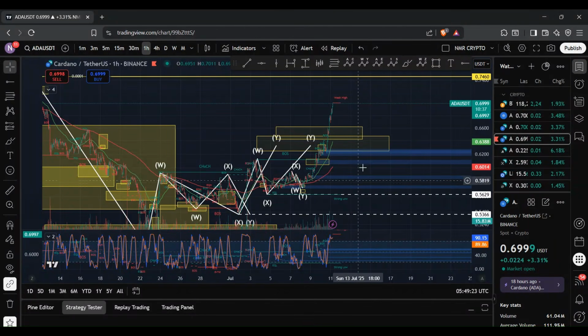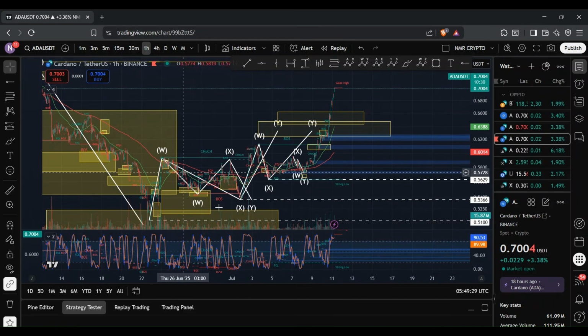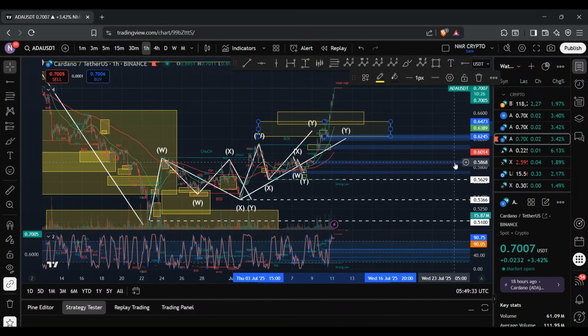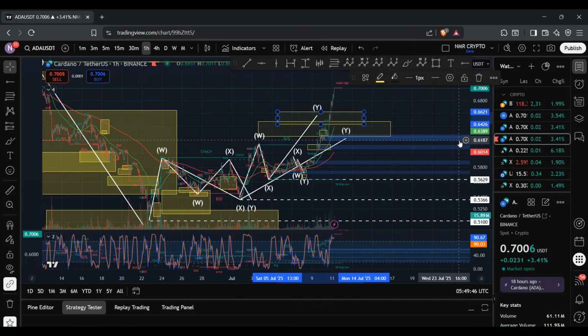So ADA currently finds itself trading above these two key targets that I set out previously. And I mentioned how I was tracking a WXY structure, and I was looking out for this Y wave to tap into this region here, sitting between 62.45 cents to 64.73 cents. And within this Y wave, I was tracking a WXY structure with this Y wave tapping into this region, sitting between 64.26 cents to 66.21 cents.